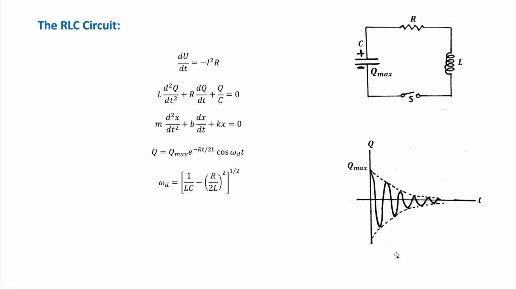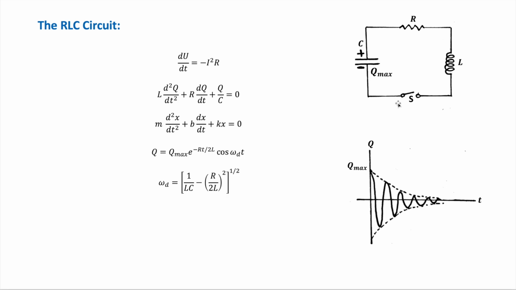So we will now consider the RLC circuit, which is the more realistic circuit, and it consists of an inductor, a capacitor, and a resistor. And we assume that the capacitor has an initial charge of Q max before the switch is closed. And once this switch is closed, the current is established in the circuit.